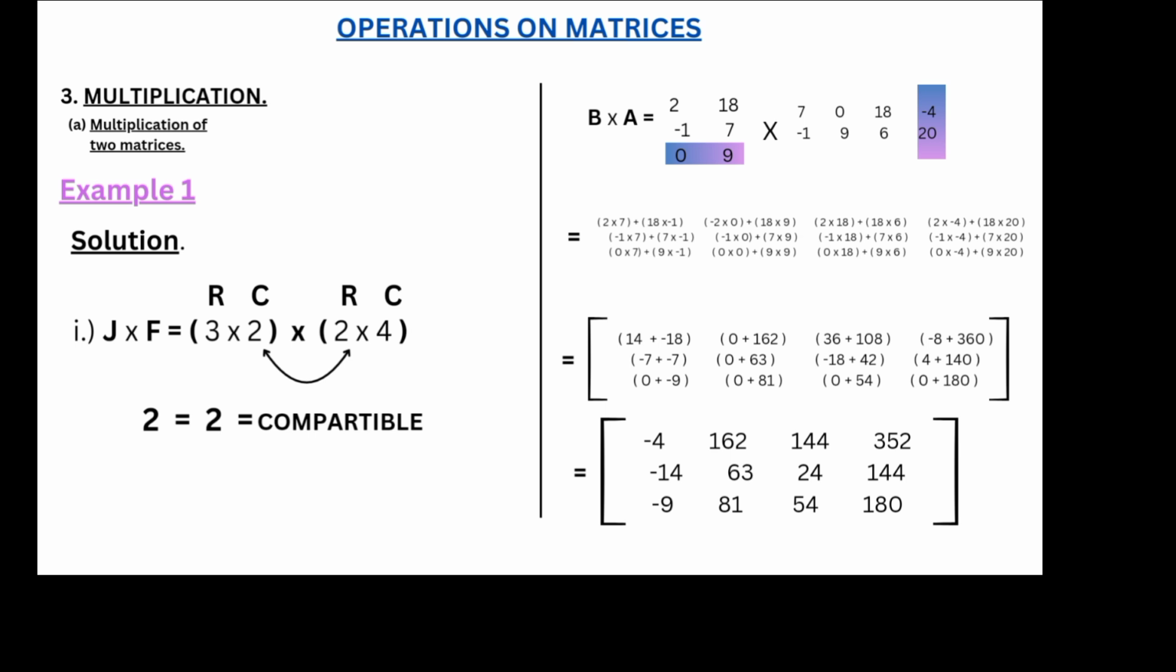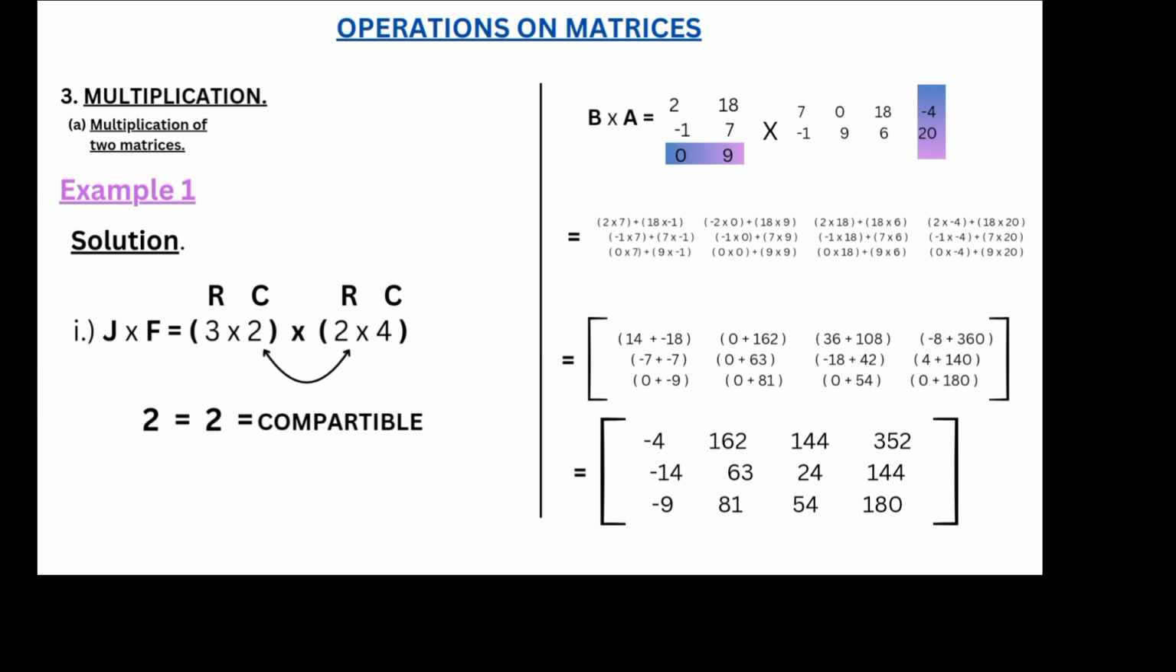0 times 7 is 0. Plus 9 times negative 1 is negative 9. Then 0 times 0 is 0. 9 times 9 is 81. 0 times 18 is 0. Plus 9 times 6 is 54. 0 times negative 4 is 0. Plus 9 times 20 is 180.